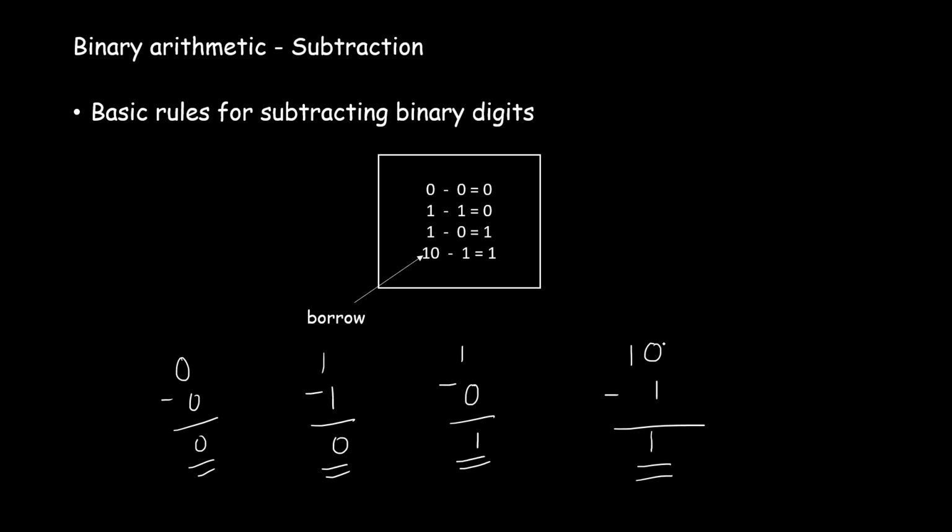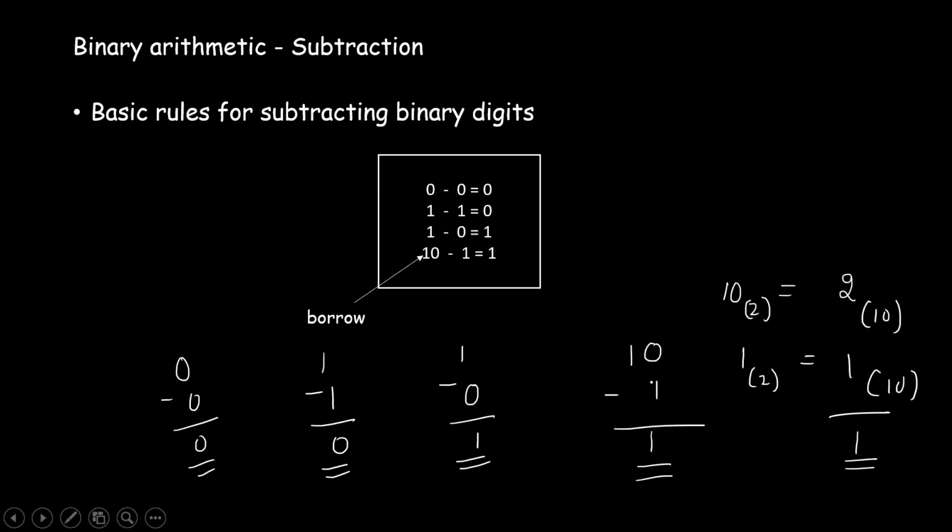Now if you closely analyze this, 1 0 in binary is equal to 2 in decimal, and 1 in binary is the same as 1 in decimal. So if you subtract 2 minus 1, you get a 1. That is how you are getting a 1 here. So you should read 1 0 as 2, and 2 minus 1 is 1.